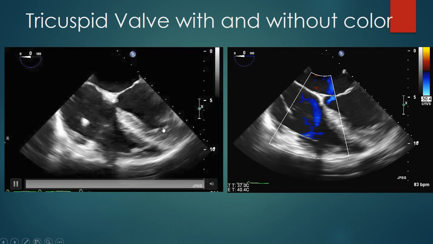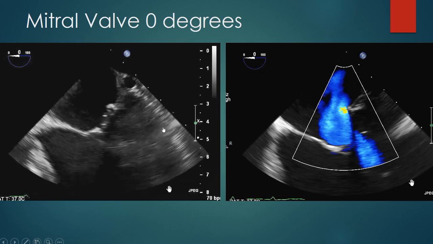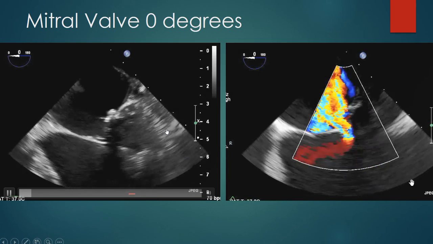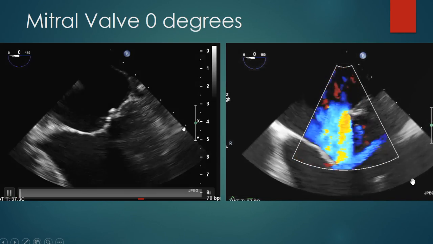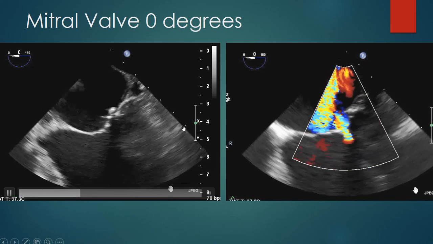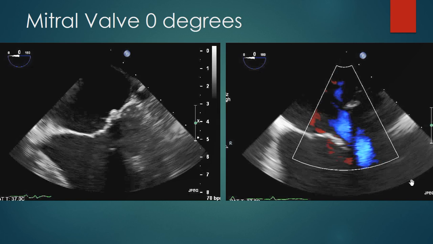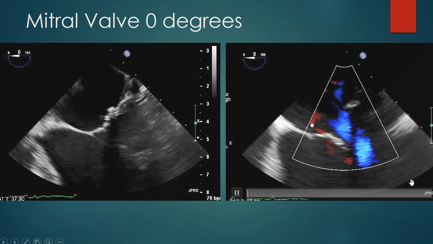Oftentimes it's helpful to zoom in on this area before we obtain our views, and then we're going to be focusing on the mitral valve. So with the mitral valve, we're going to be obtaining views with and without color at 0 degrees, our bicommissural view at 45 to 60, 90 degrees, and then the LVOT long axis views at 130 degrees. So we can see here we're obtaining with and without color.